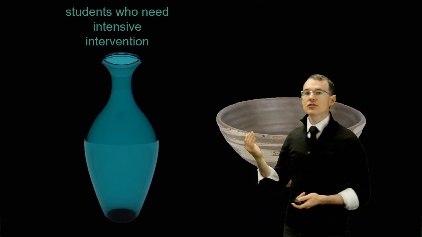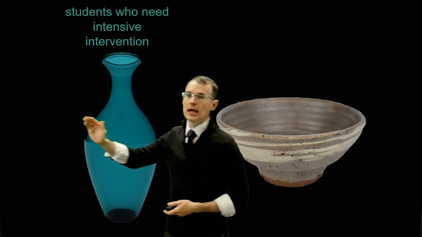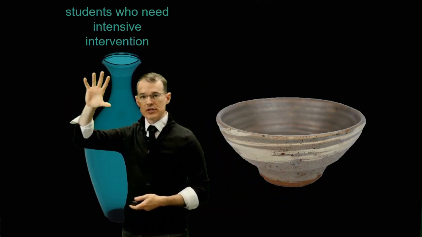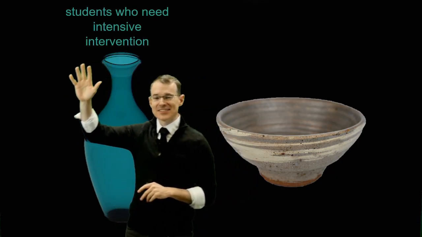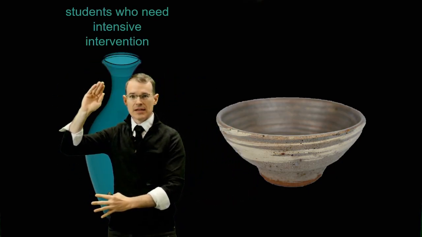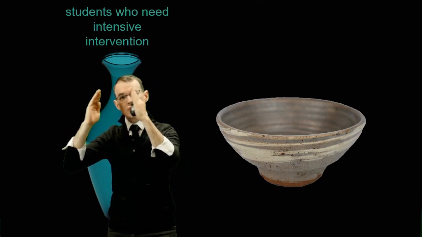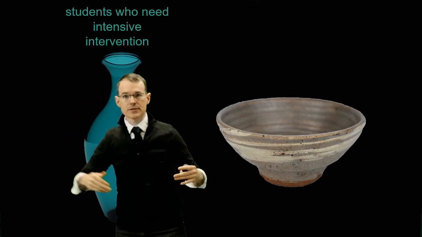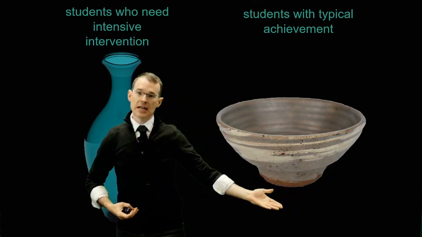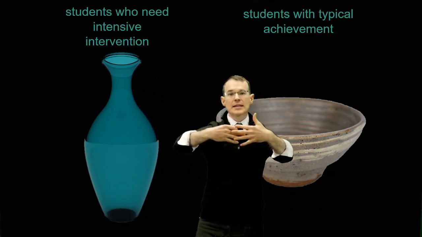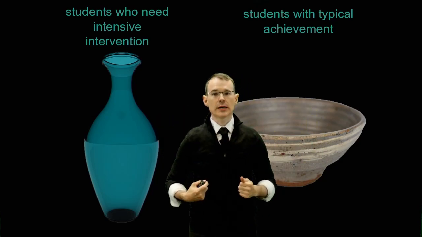We can think about this in terms of students who have intensive intervention needs. In a way, students who need intensive intervention are somehow like these students here. Or no, this is not a student, this is a vase. The students who need intensive intervention are sort of in a way like this vase, meaning that it is harder to get information into their brains. Students who have typical achievement, it can be much easier for them to get information in their brains because the bowl is wide, and so it's easy to put information into it.